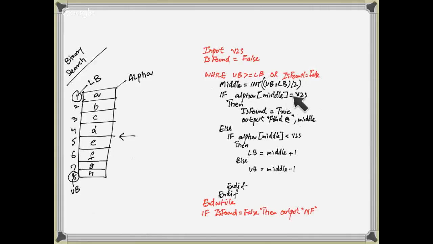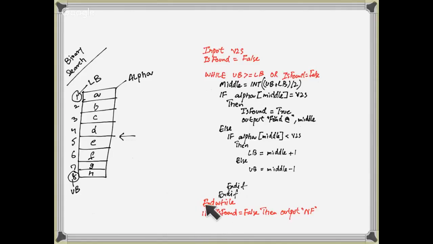If alpha middle is equal to this, then found is equal to true, output found at middle, and the while loop will break because found is no more false, it is true. If it is not, then it checks if middle is less than this, then lower bound is equal to middle plus 1. Else, upper bound is equal to middle minus 1. And the while goes back and recalculates the middle and keeps doing it.